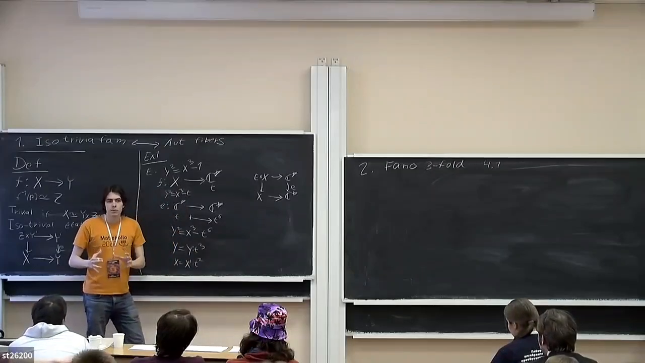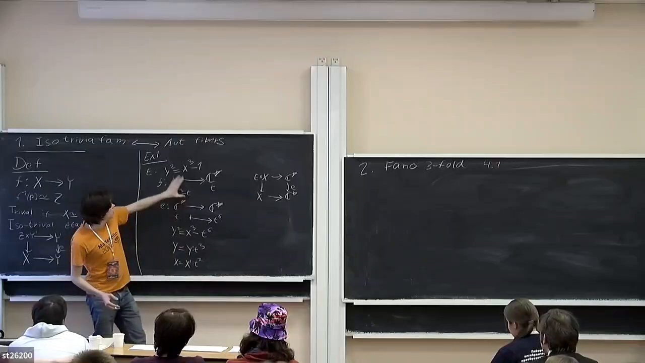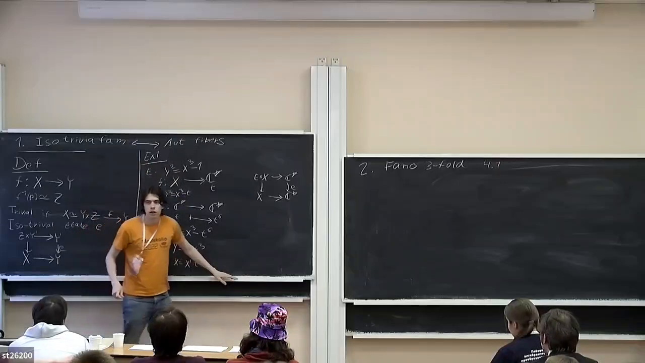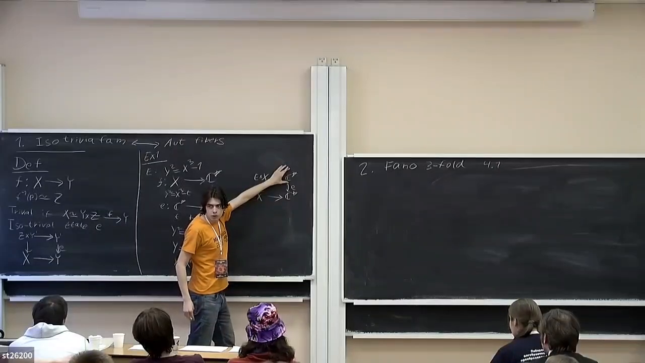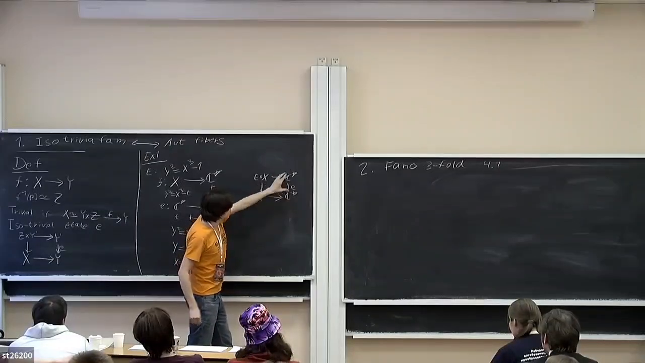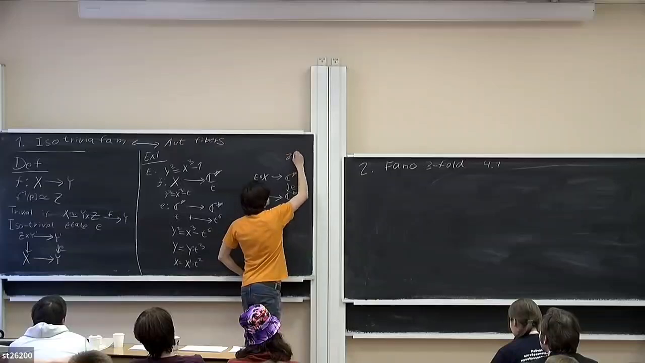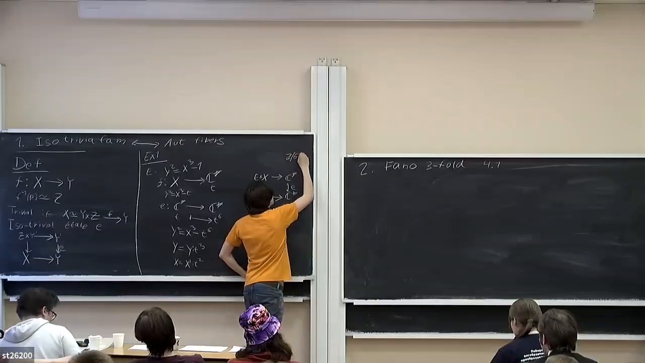And using this family, we can construct automorphisms of this elliptic curve, because this is also a homomorphism of groups. And the kernel of this homomorphism is Z mod 6Z.